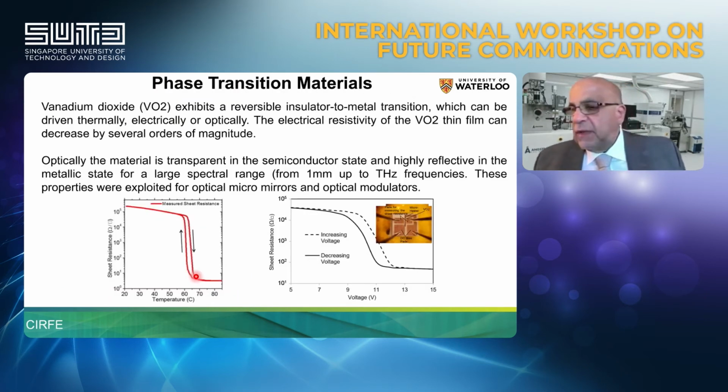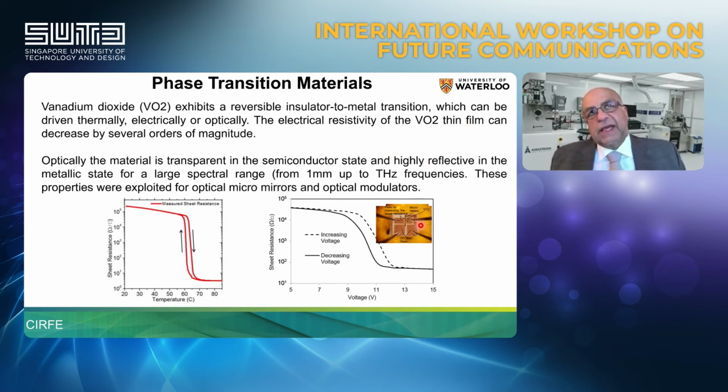Now, so I talked about phase change material. There is another type of material. We call it phase transition material, like vanadium oxide. And this material as well has been used for optical application. If you search the literature under vanadium oxide, you find a wide range of applications of VO2 for optical application.